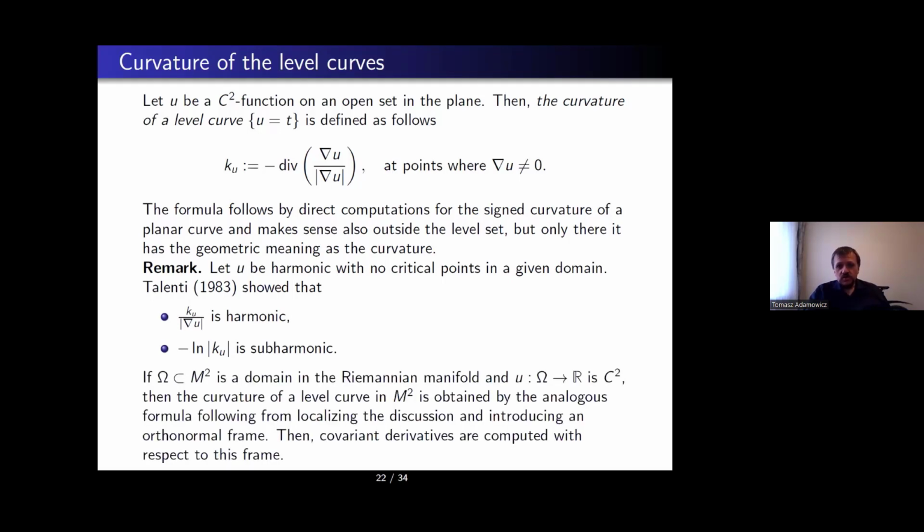Of course, when you now move to the setting of manifolds, then some modifications must be made. But it turns out that when defining a counterpart of this expression on two-dimensional Riemannian manifolds, one can localize the discussion, introduce a local orthonormal frame, and compute the covariant derivatives with respect to that frame. One obtains an expression similar, in terms of the symbols, to the one in the plane, but with slightly different geometric meaning.